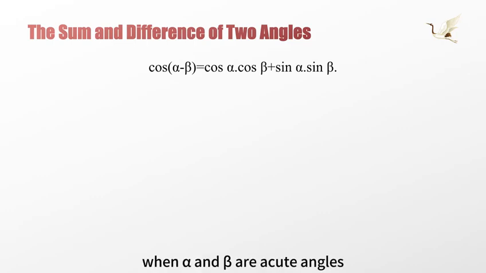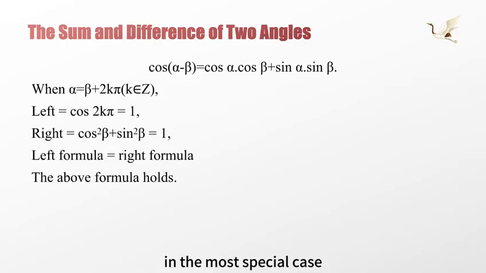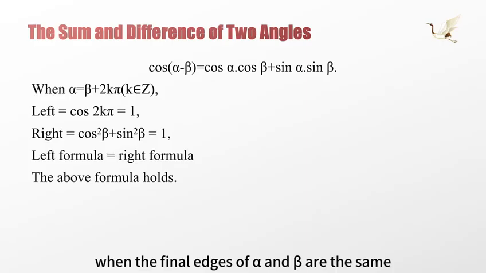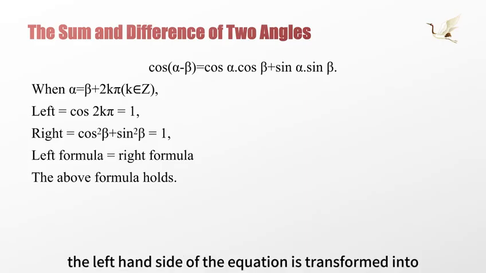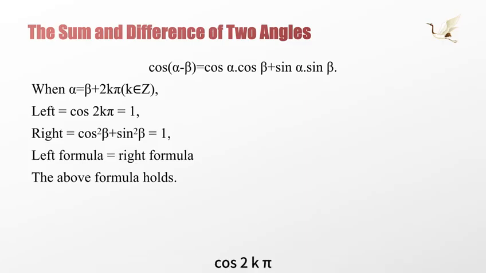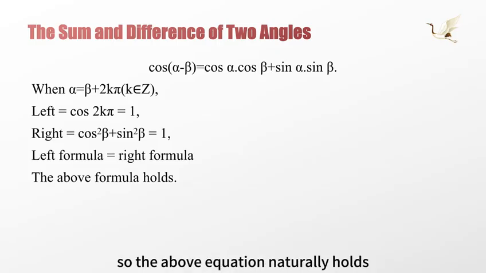When alpha and beta are acute angles and alpha is greater than beta, we get that cosine of alpha minus beta equals cosine alpha cosine beta plus sine alpha sine beta. Can alpha and beta meet this in other situations? In the most special case, when the terminal edges of alpha and beta are the same, the left-hand side of the equation becomes cosine 2k pi, which has a value of 1. The right-hand side is cosine squared beta plus sine squared beta, which also has a value of 1. The left and right sides are equal, so the above equation naturally holds.